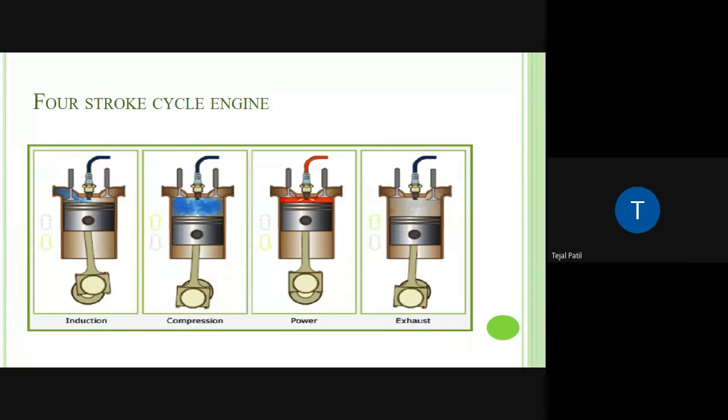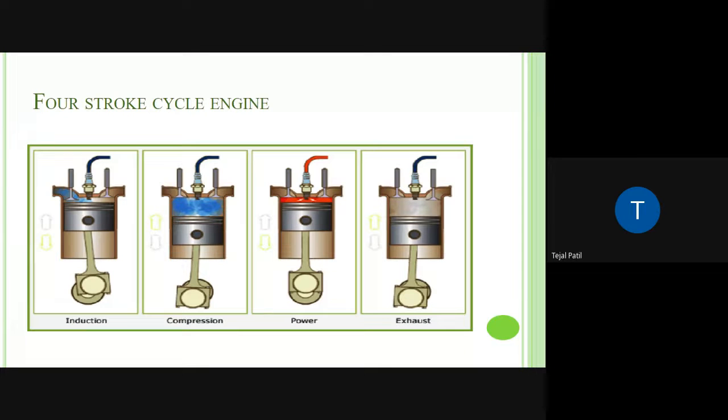But here the auto ignition temperature of the petrol is very high as compared to the diesel. So due to that, automatically the combustion will not start at all. That means there will not be any power stroke, any power process. So that's why we can't use the petrol in the diesel engine.